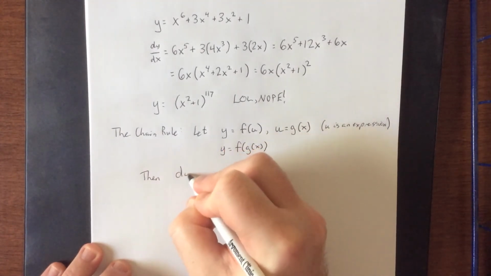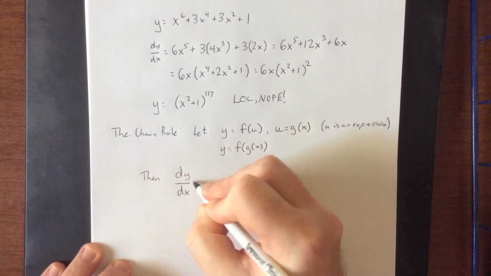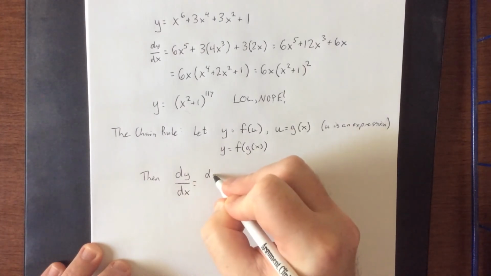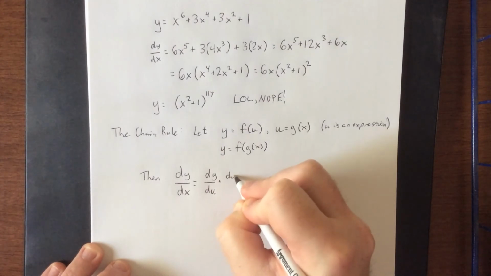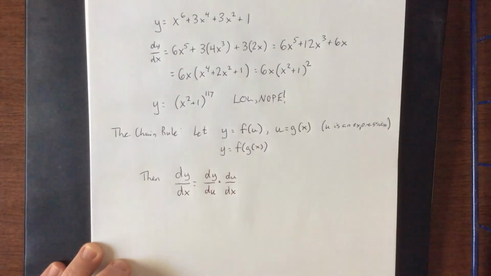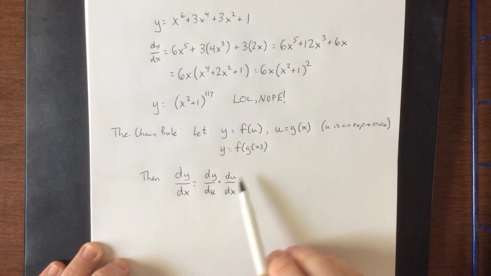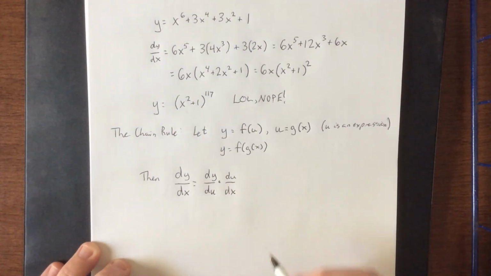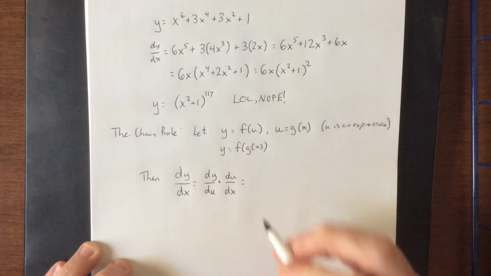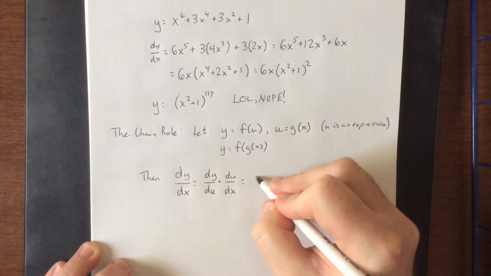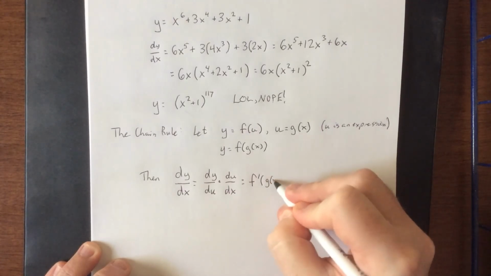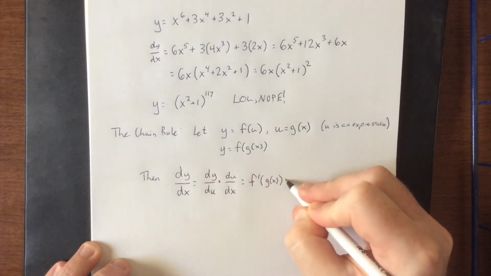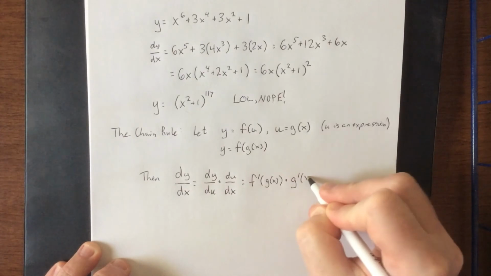The chain rule states the following. If I'm interested in finding the rate of change of y with respect to x, I would be taking the rate of change of y with respect to u and multiplying by the rate of change of u with respect to x. The mentality to get into here is that it's as though the du's are canceling each other out. What we're saying in terms of Newton notation, though, is that this would be f prime of u, but u is g of x, multiplied by g prime of x.